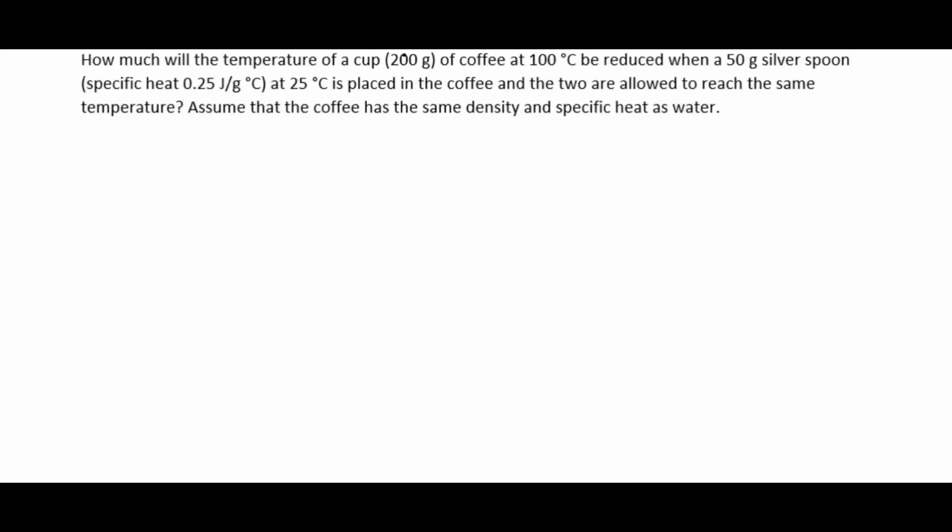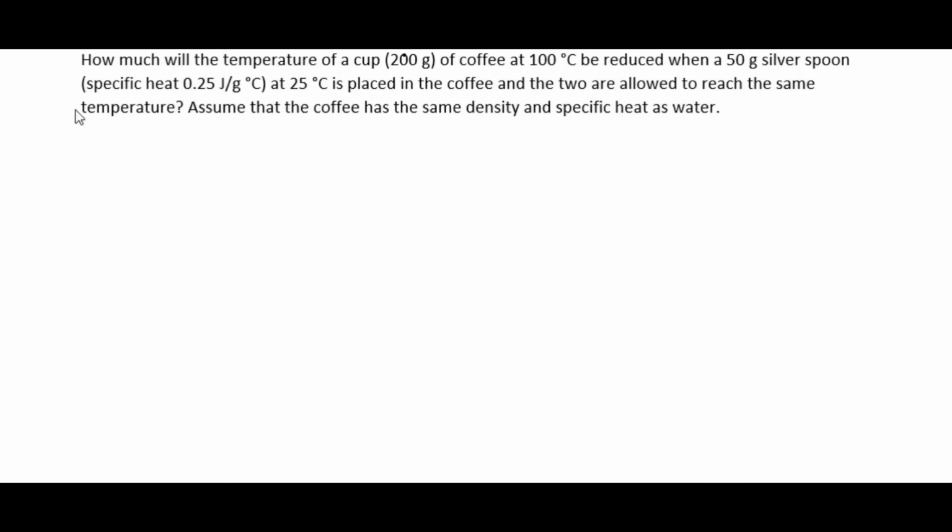So let's try some more examples. How much will the temperature of a cup of coffee at 100 degrees Celsius be reduced when a 50-gram silver spoon with a specific heat of 0.25 at 25 Celsius is placed in the coffee and the two are allowed to reach the same temperature? Let's assume the coffee has the same density and specific heat as water.